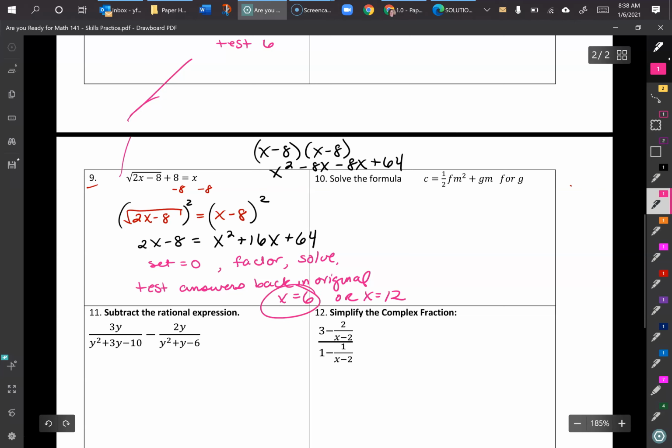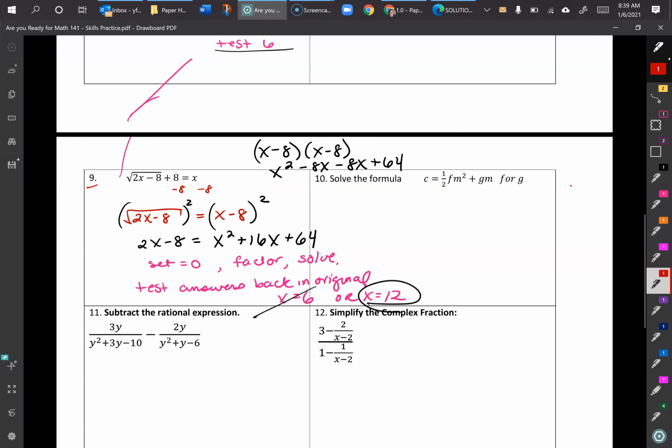Then I'm going to test 6 first up here, and then I'm going to test 12. And I'm going to tell you, I know this one works out and this one doesn't, right? But I'll show you why it doesn't in case you're not familiar with that process. So we have the square root of 2x minus 8 plus 8 equals x. So we're going to fill in our 6 there. We're going to get the square root of 2 times 6 minus 8 plus 8 equals 6.